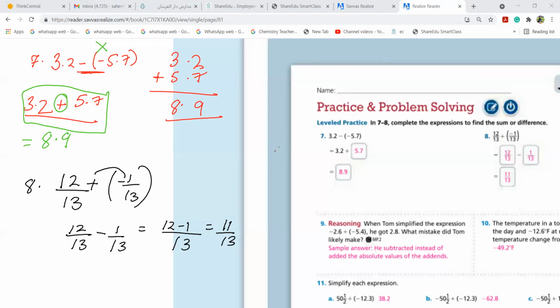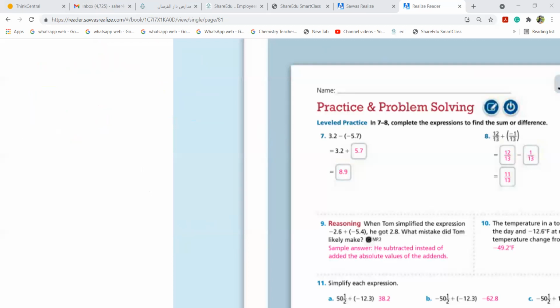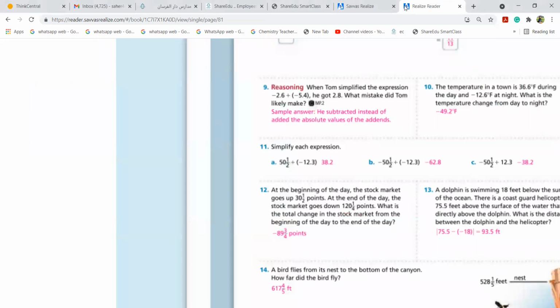Nish? No, miss. The 8, I still didn't finish it. Did you understand, Ghalia? Yeah. Yes, I'm done. Okay. Number 9 and 10, put a cross markers. I cannot solve all of them. Number 11, A, 50 and a half, plus and minus 2.3, 12.3.